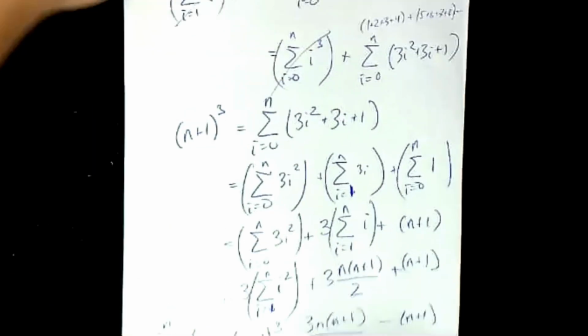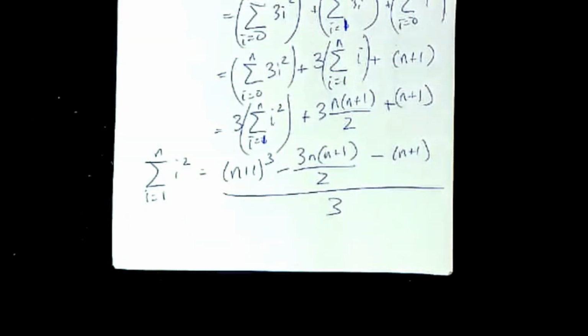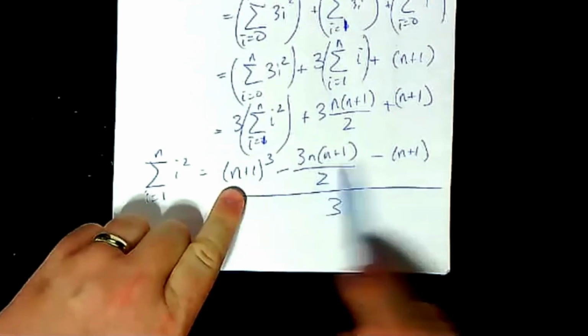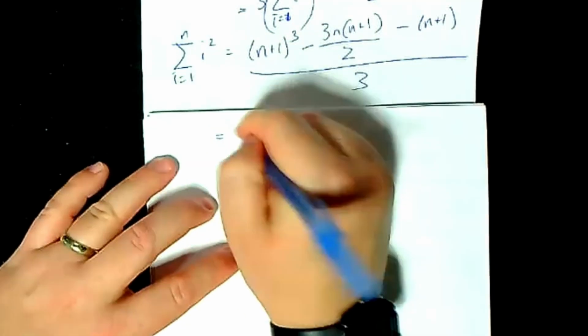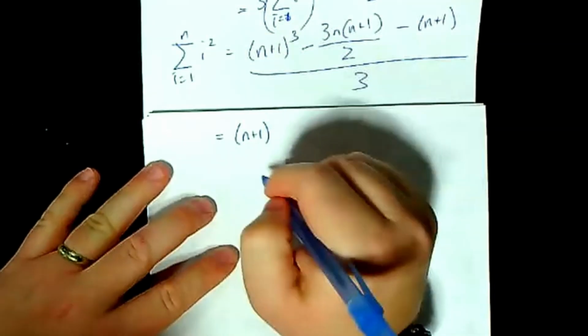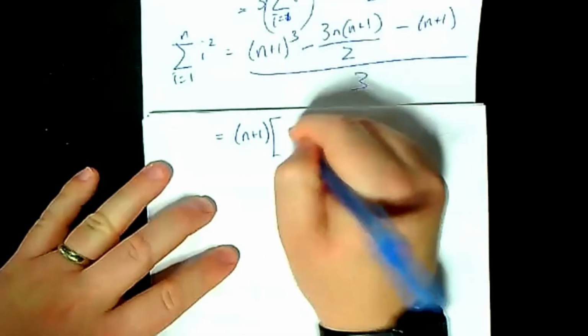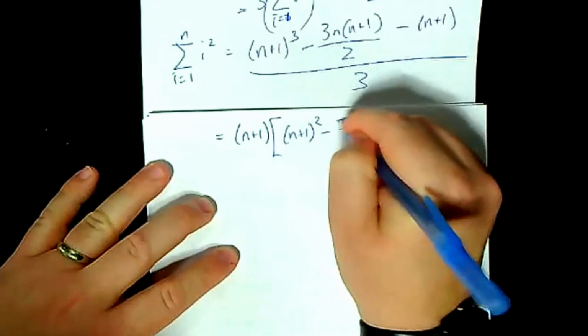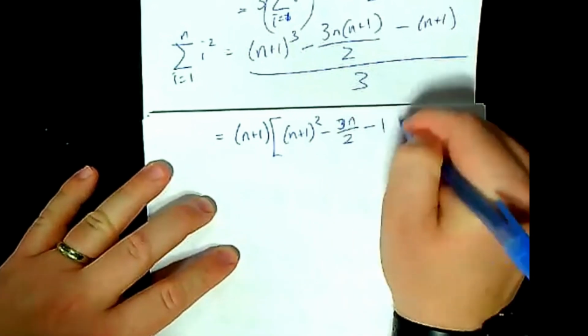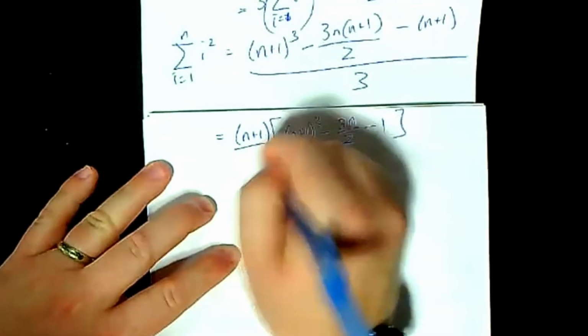And when you simplify that down, you'll get a nice factorization here. n plus 1 factors out of all of them. Well, maybe we'll do that. Let's just finish off. So I pull an n plus 1 out of everything on top there. What do I have left? n plus 1 squared minus 3n over 2 minus 1, all over 3.